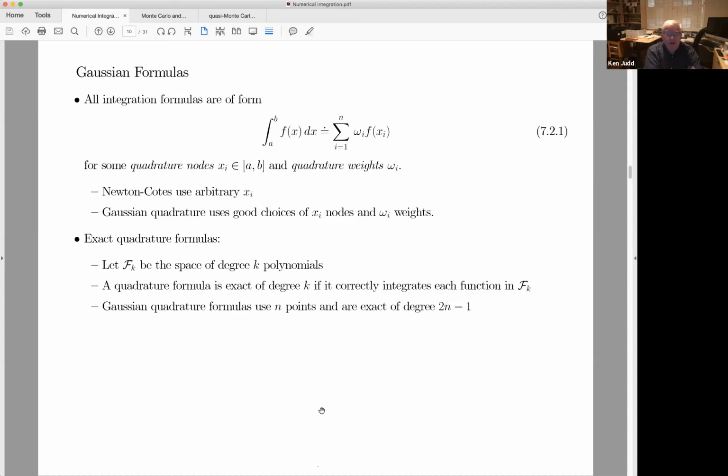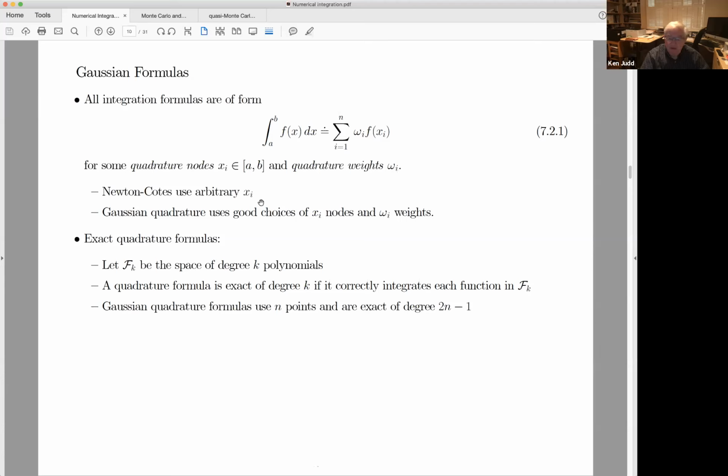Okay, now we come to the good stuff. Again, this is good stuff, and it's classical stuff. It goes back a long ways, if the name Gauss appears. Now, what we do is first note that all integration formulas have this form. You're trying to integrate f over some domain, and what you do is you pick some points, evaluate the function at those points, and then compute a weighted sum for some set of weights, omega i.